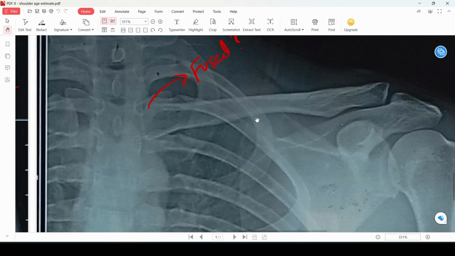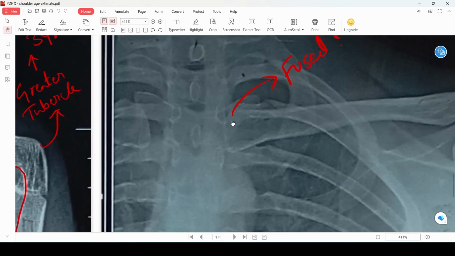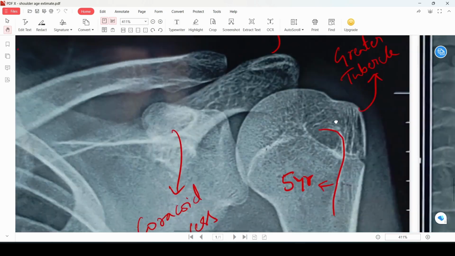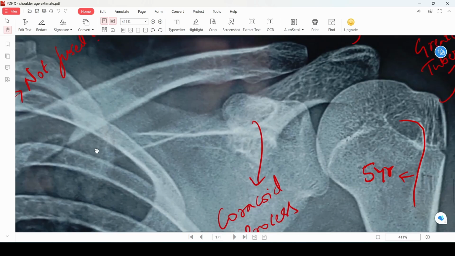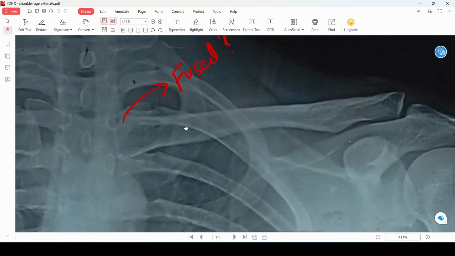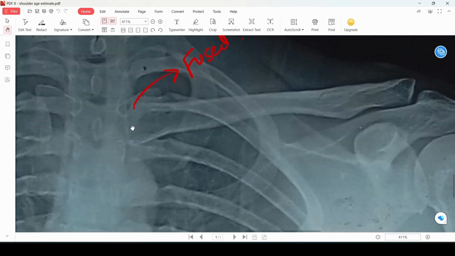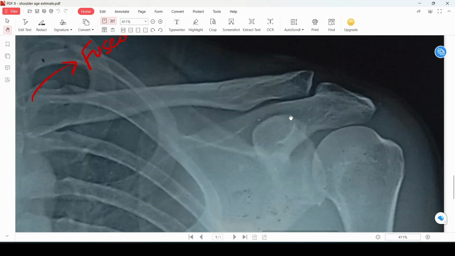Then if you come to the medial part of the clavicle, can you see any demarcation here? Like you could see before, there was a thin demarcation, right? Can you see anything here? It is all smooth, so it is all fused. So by this I can say that this person is more than 22 years of age. Now is this accurate?